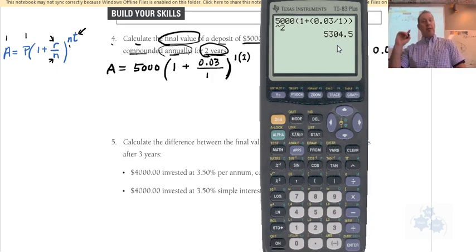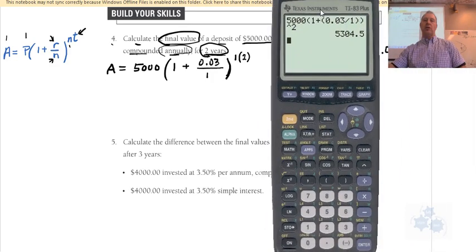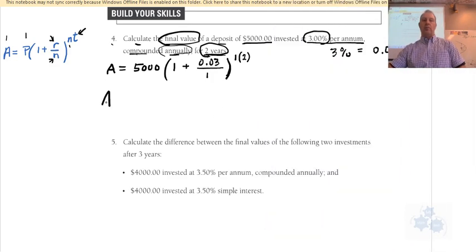If you don't get that number, then you're going to have to look at your brackets or how you type that into your particular calculator. So this is then your answer. The total value is $5,304.50. So we should use our little money signs there.